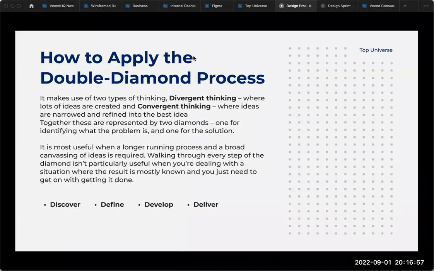So how do you apply the double diamond process? It makes use of two types of thinking. You have divergent thinking, where a lot of ideas are created, and convergent thinking, where ideas are narrowed down and refined to the best idea. That's how the double diamond process works, basically. Together, these are represented by two diamonds, one for identifying what the problem is and one for the solution. So use the first diamond to understand and identify the problem you're trying to solve.